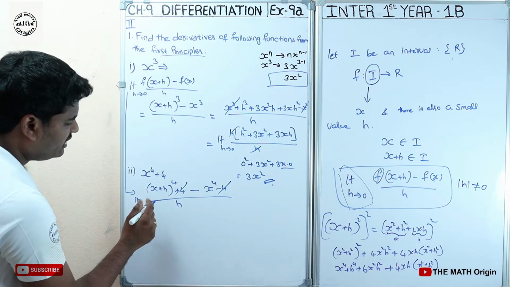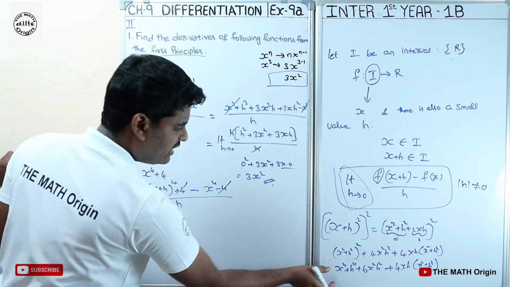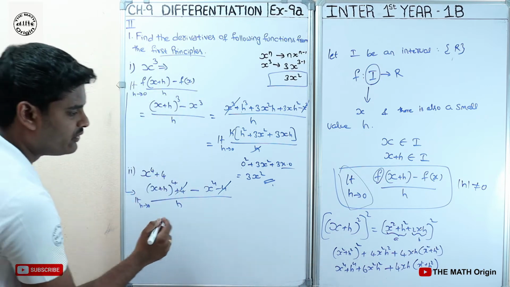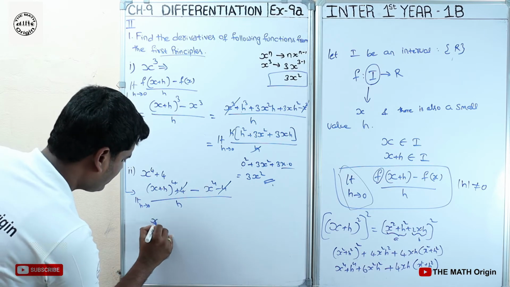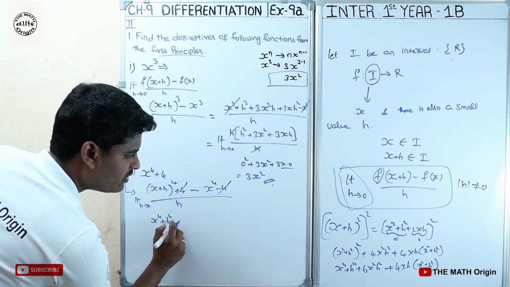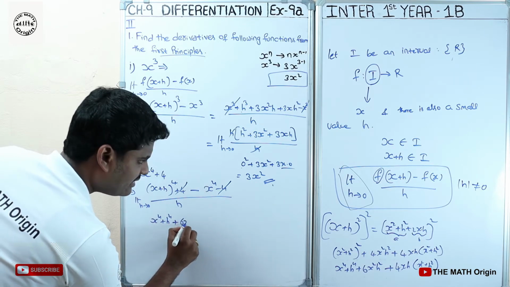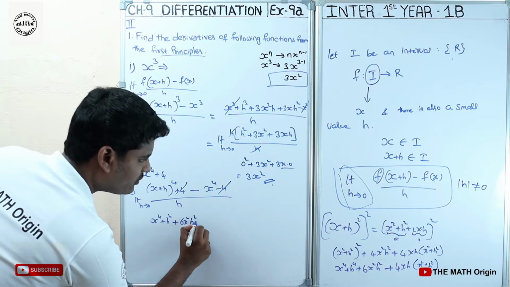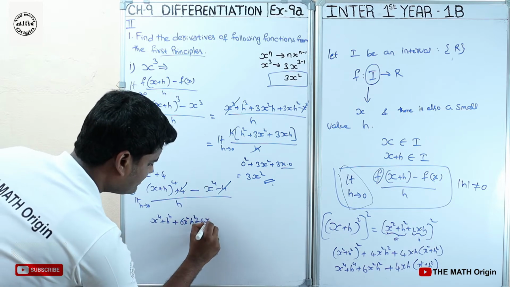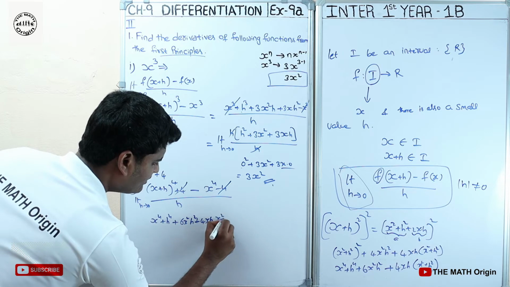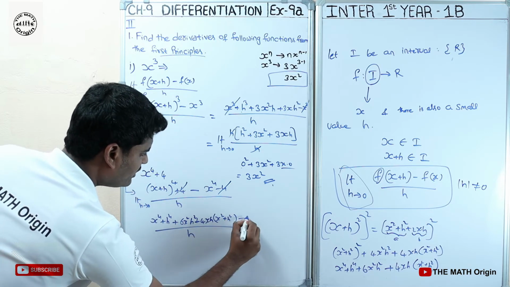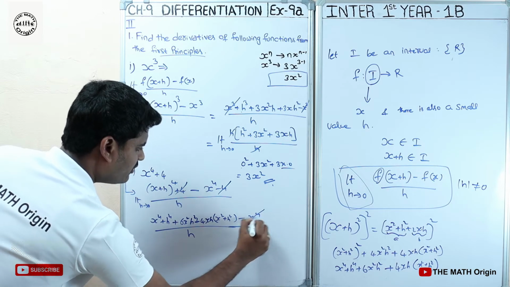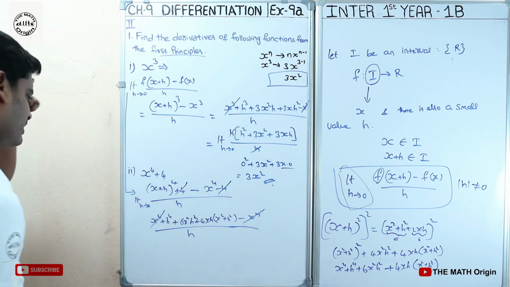Okay, now if you see, I will substitute this simplified value of (x plus h) whole power 4. Therefore, that is equals to x power 4 plus h power 4 plus 6x square h square plus 4xh into (x square plus h square), all divided by h. Also, we have minus x power 4. Okay, from this x power 4 is cancelled.